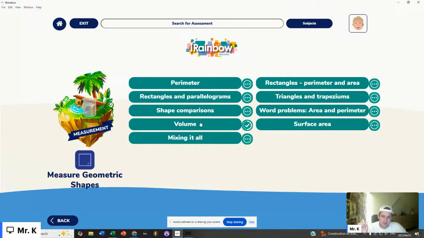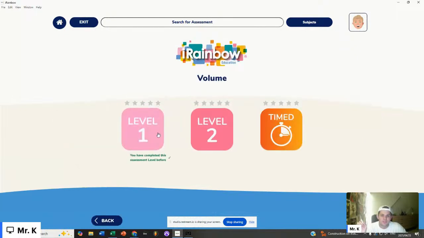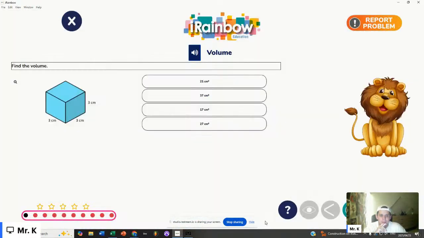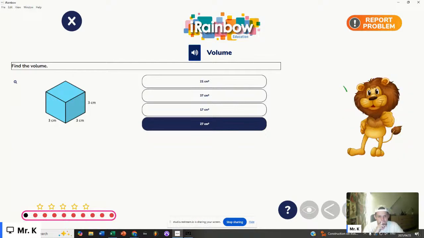So let's say, for example, I clicked on the volume quiz and we can try level 1. Over here, you need to find the volume of a cube, right? I've given you guys the formula that we use to calculate the volume of a cube. 3 times 3 times 3. The length times the width times the height, and that's going to give me 27, right? Just as an example.